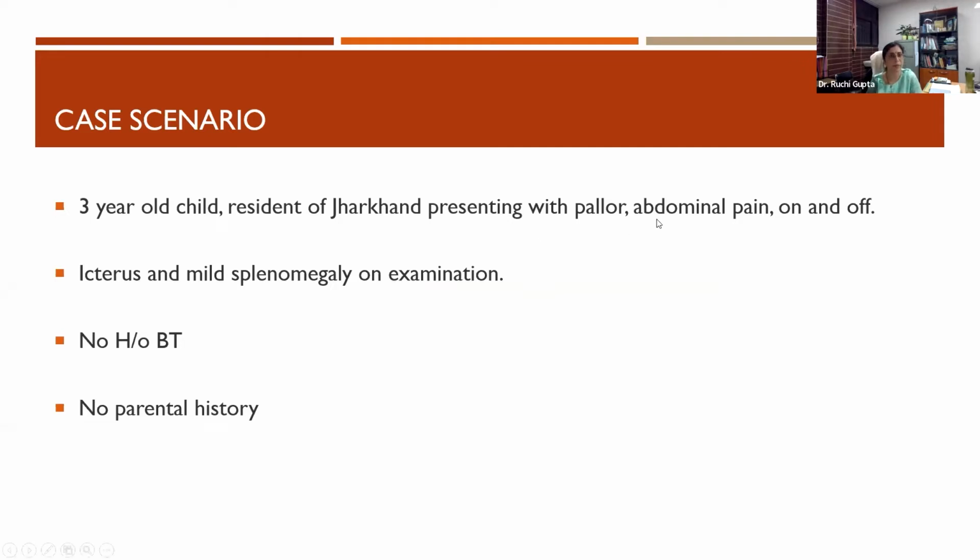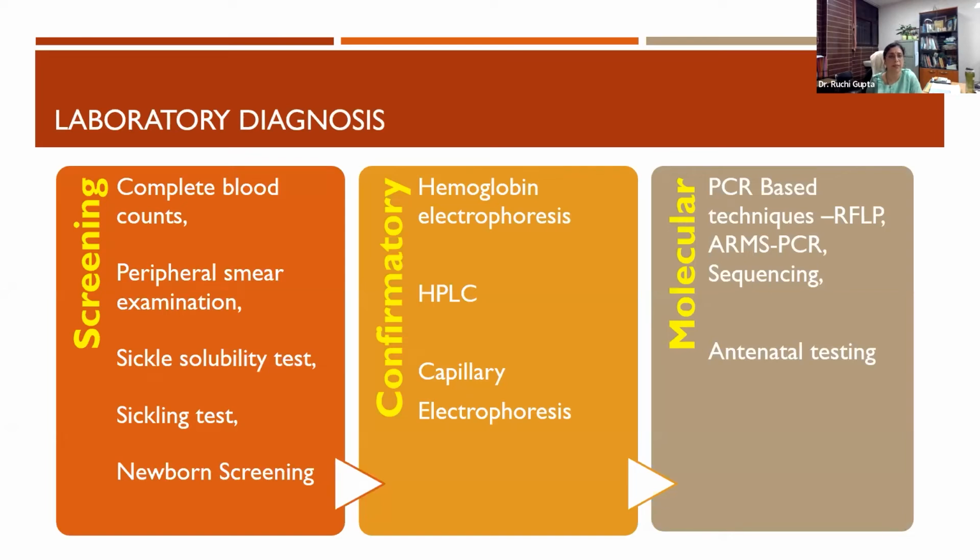He looks like a hemolytic anemia, and now he probably has some vaso-occlusive crisis because of which he is having abdominal pain. So if I have to work up these patients in the lab, I'll probably divide this, for the purpose of teaching, into screening tests, confirmatory tests, and molecular tests. The screening would start with the evaluation of the complete blood counts and peripheral smear examination.